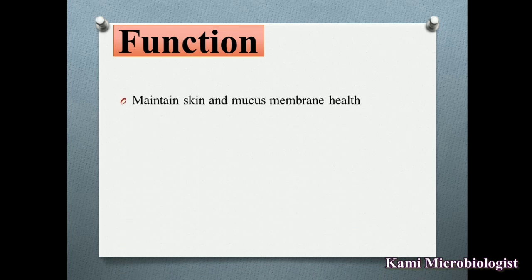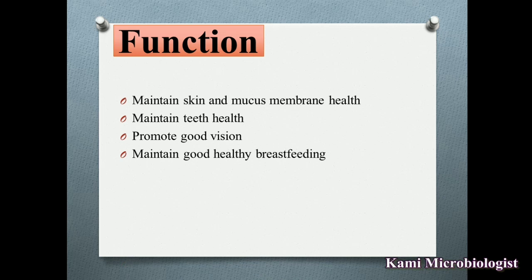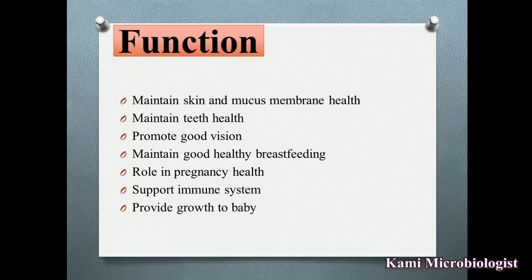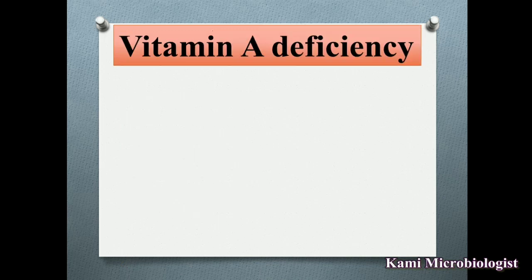Vitamin A is a very important vitamin which can maintain skin and mucous membrane health. Next we have teeth. Vitamin A can improve teeth health. Vitamin A can promote good vision. Vitamin A maintains healthy breastfeeding. Vitamin A plays an important role in pregnancy health. It can support the immune system. It can provide growth to the baby. So these are the main functions of vitamin A.